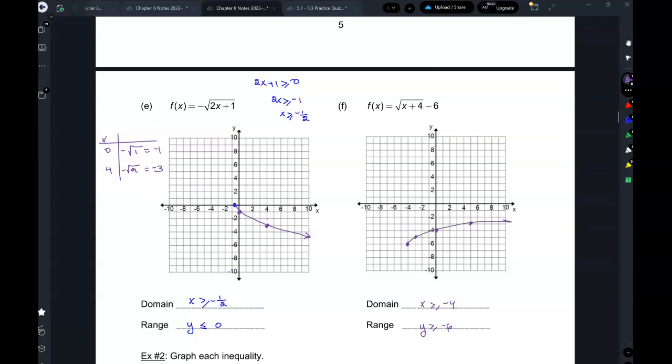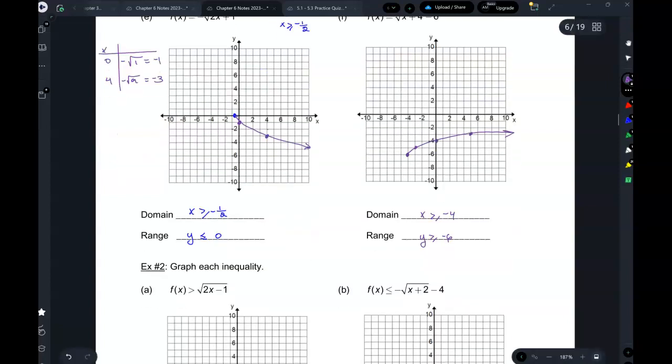If you want to put more points over there. Okay? No, just showing you guys the pattern. Okay.